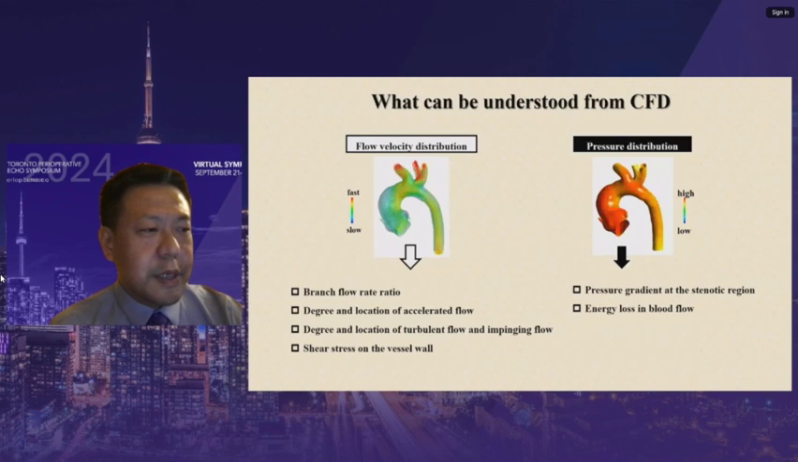As a result of computational fluid dynamics analysis, blood flow is visualized, and information such as blood flow rate, wall shear stress on the vessels, pressure, and blood flow energy loss values can be obtained. Next slide.